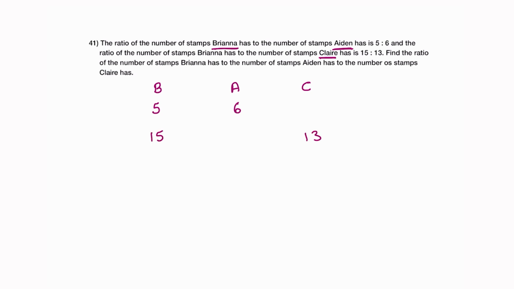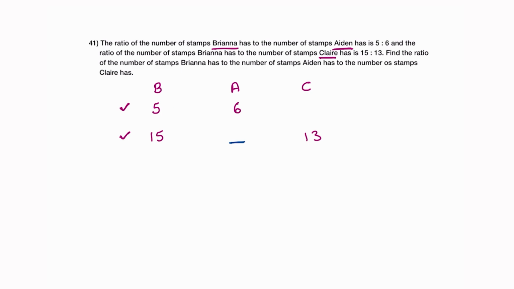Find the ratio of the number of stems Brianna has to the number of stems Aiden has, to the number of stems Claire has. So in the first case, we had Brianna and Aiden, and in the second case, we have Brianna and Claire. We do not have all of them together, and we cannot simply write them, okay, 15 as to 6 as to 13 or 5 as to 6 as to 13. You can't do that. You need to equalize it. Claire is given, Brianna is given. For this, we don't have Aiden.